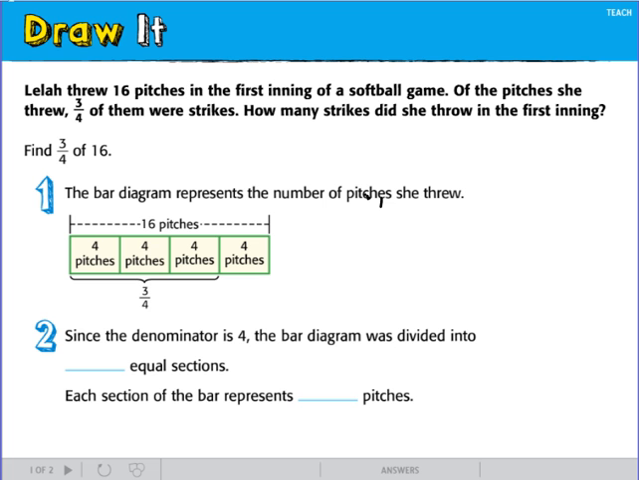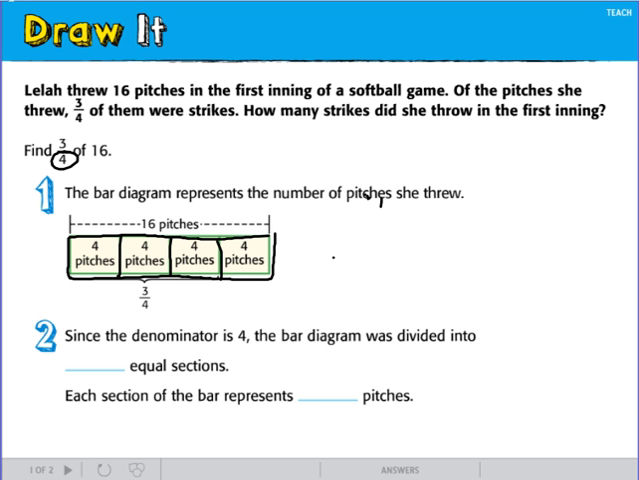So in this case, in every case, one number is going to tell us how many parts our bar diagram needs to be separated into. It's the denominator. In this case, our denominator is what? 4. So how many parts is our bar diagram going to need to be separated into? 4. So here, they drew a bar diagram for us already, right here. And it's separated into 1, 2, 3, 4 pieces.